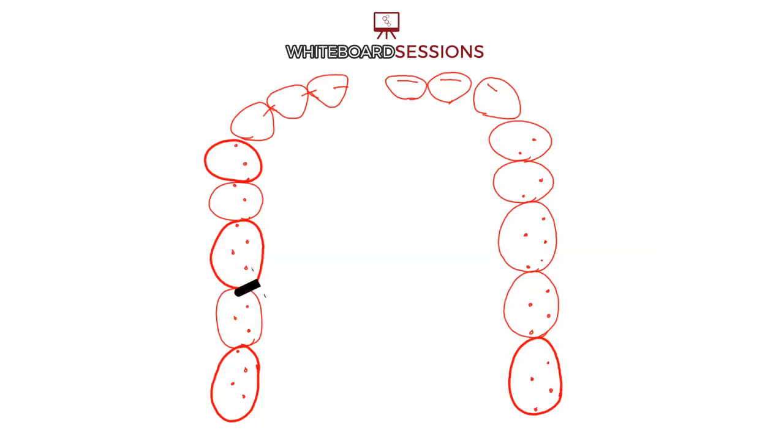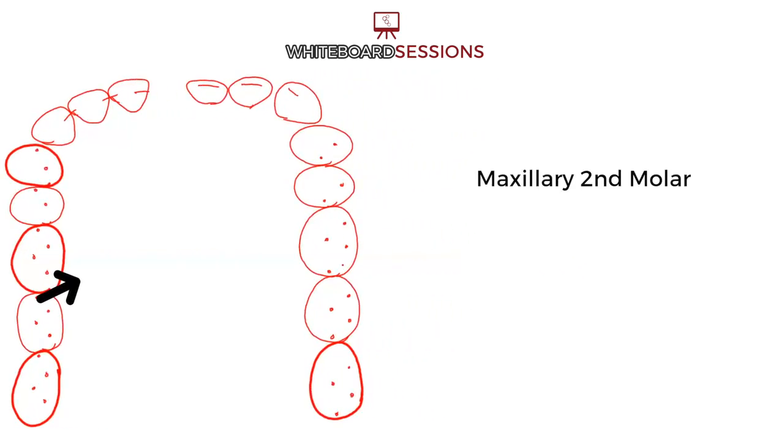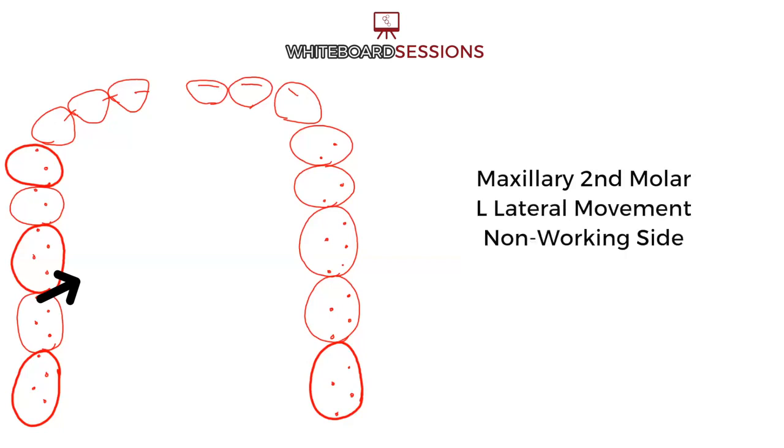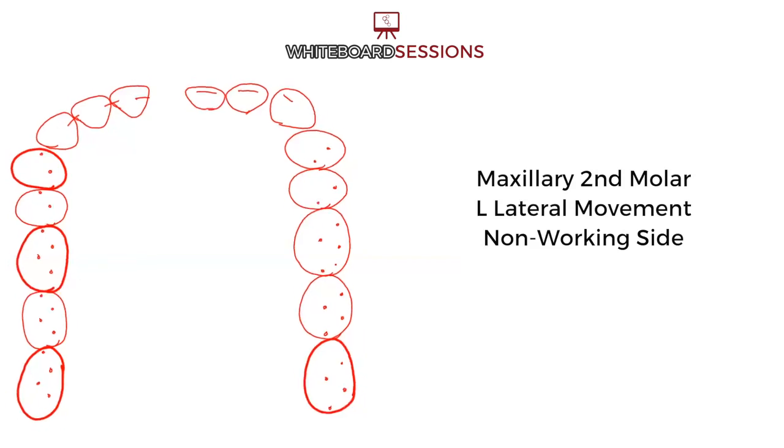We might see an arrow that looks like this. Let's take a look at this arrow. If you see an arrow like this on your test, again, orient yourself. Know that we're looking at the maxilla. Know that the mandible is moving in the direction of the arrow. So which movement would this be representing? That's right, this would be a left lateral movement, and we'd be looking at the non-working side.